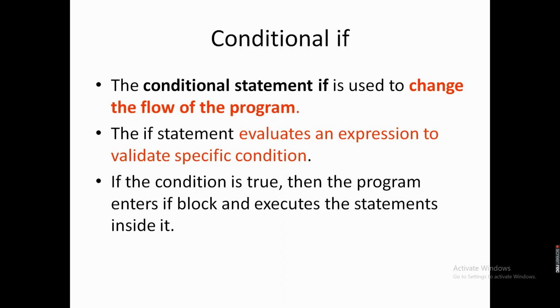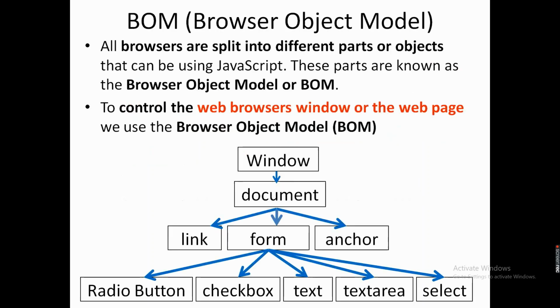Now we will see one more thing here. We are writing document dot form name dot field name dot value, right? So what is it? The browser is split into different parts or objects that can be used by JavaScript. This part is known as BOM, Browser Object Model. Here, to control each and every element, like when I want to get the value from the text field, I need to go through all the elements of the browser. It starts with the window object.